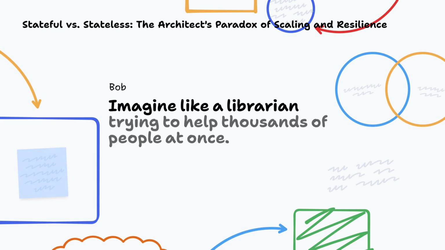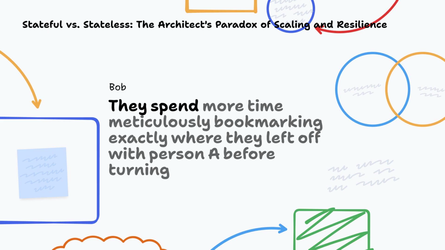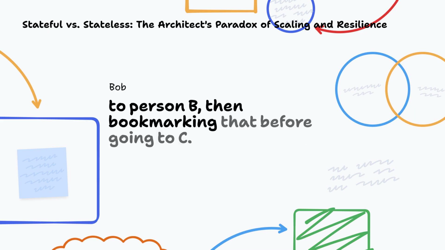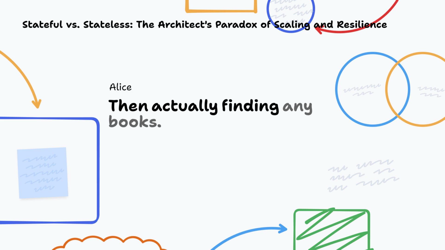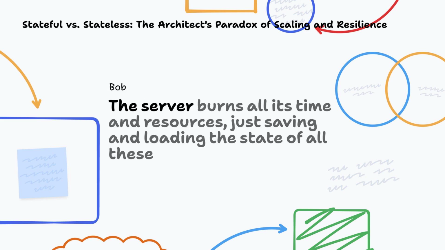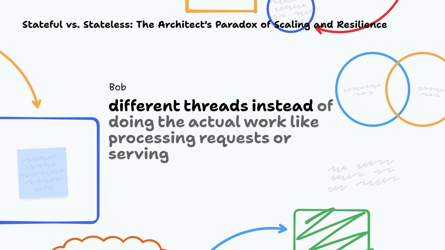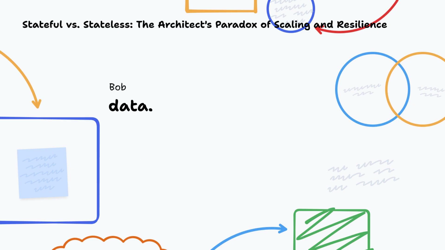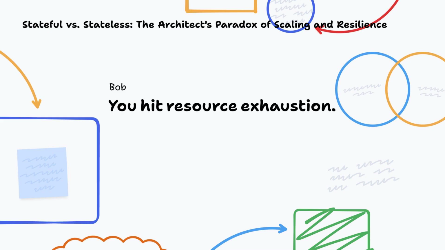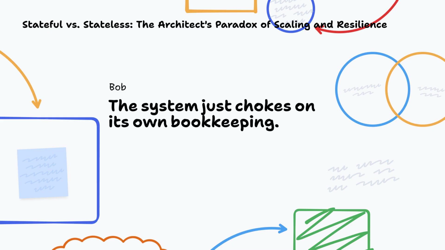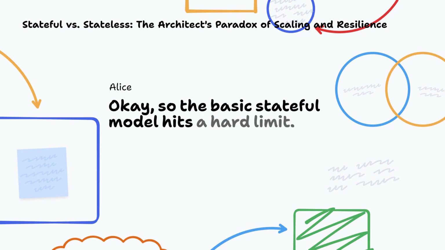Imagine a librarian trying to help thousands of people at once. They spend more time meticulously bookmarking exactly where they left off with person A before turning to person B, then bookmarking that before going to C. Than actually finding any books. Precisely. The server burns all its time and resources just saving and loading the state of all these different threads instead of doing the actual work like processing requests or serving data. You hit resource exhaustion. The system just chokes on its own bookkeeping. Okay, so the basic stateful model hits a hard limit.